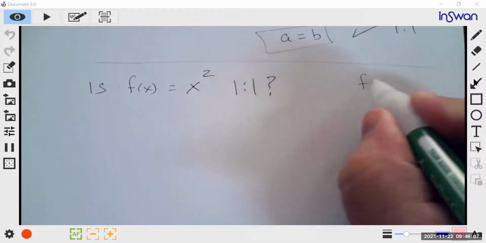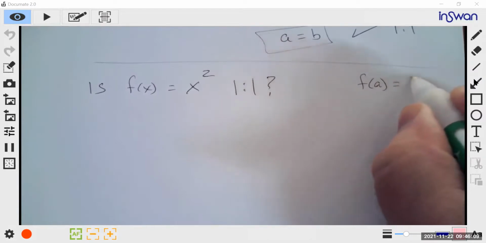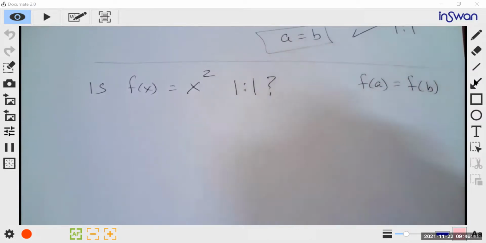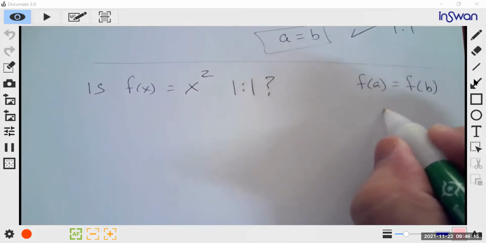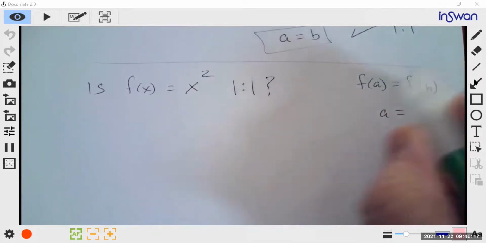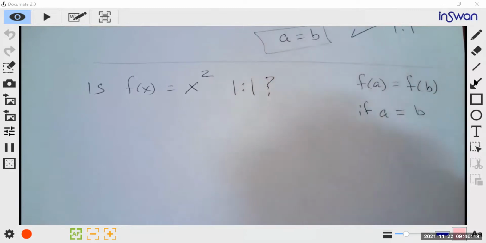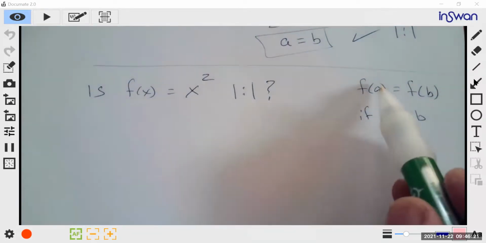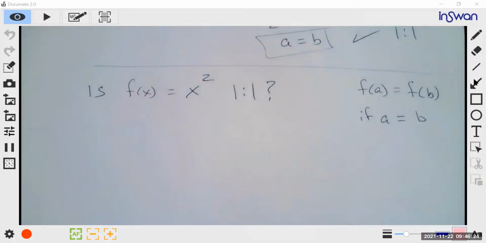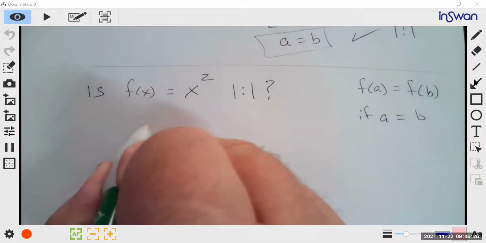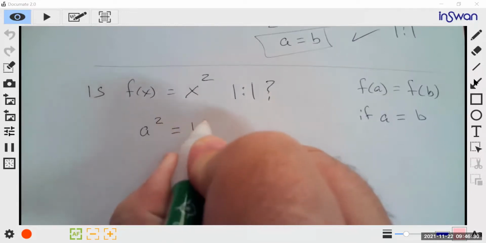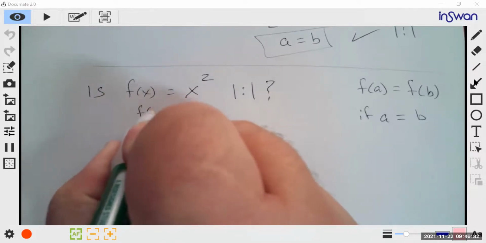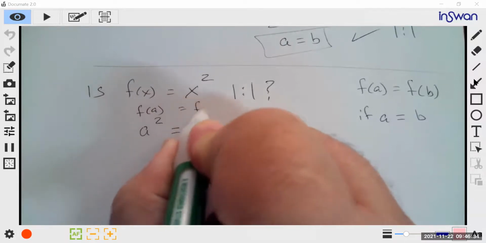So again, in order to test it mathematically, we have to test: are the y values the same? The only way they could be true is if a equals b. In other words, if a equals b, then it's the same number inside there. So we have a squared equals b squared. So this is f of a equals f of b.